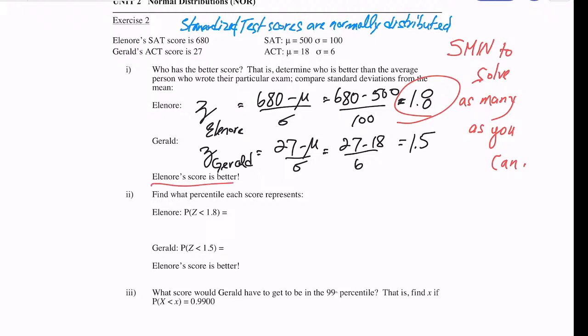Now we're going to repeat what we did for the heights. Determine the percentile each score represents. Still, Elenore will have the best percentile because she has the best ranking among her peers. So how do we solve this problem?